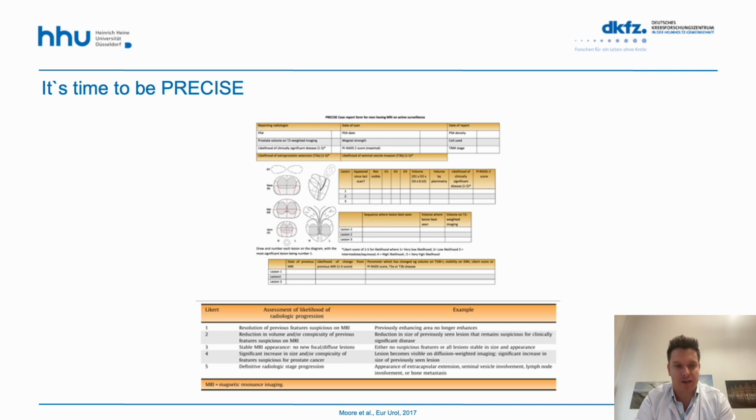When we talk about accuracy of MRI and of serial MRI scans in active surveillance, we have to talk about precise scoring. It's not only about the PI-RADS scoring from the first MRI prior to inclusion, it's also about the serial MRI scans. And here a 5-point Likert scale can be used. It's nearly the same as in PI-RADS, with a PRECISE score of 3 meaning that serial MRI is stable, up to 4 with a significant increase in size of the lesion, and 5 is a definitive radiological upstaging or stage progression. Does this work?